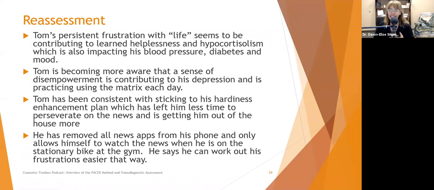Tom has been consistent with sticking to his hardiness enhancement plan, which has left him less time to perseverate on the news and getting him out of the house more. He has removed all news apps from his phone and only allows himself to watch the news when he is on the stationary bike at the gym. He says he can work out his frustrations easier that way. When he gets upset, he just cranks up that resistance.